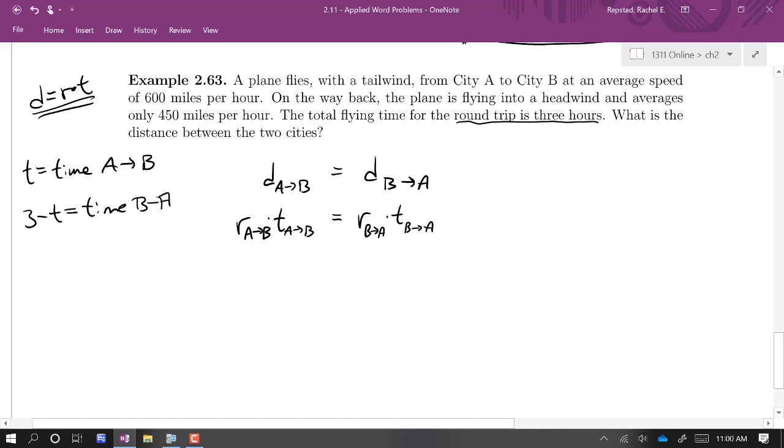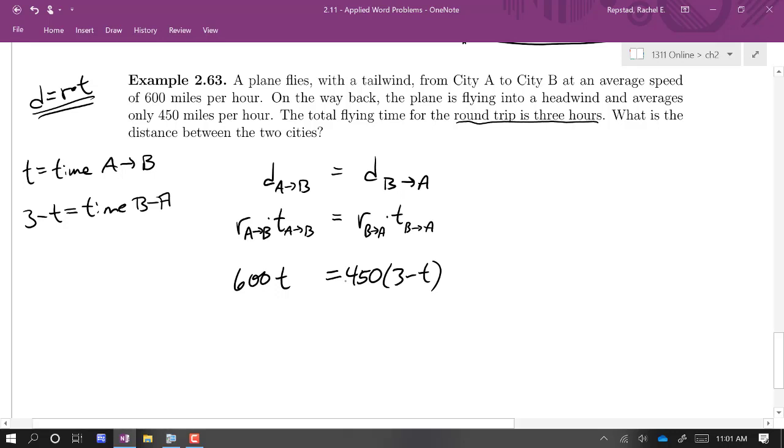So let's use these expressions with t and plug in the rates we know. The rate from A to B is 600 miles per hour, and that time is t. The rate from B to A is 450 miles per hour, and that time is 3 minus t. Now I've got an equation with one variable, a nice linear equation with one variable. We know how to solve these.